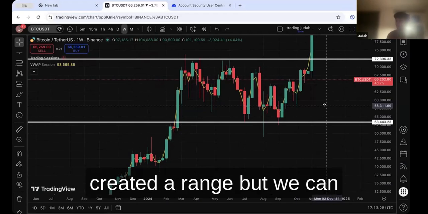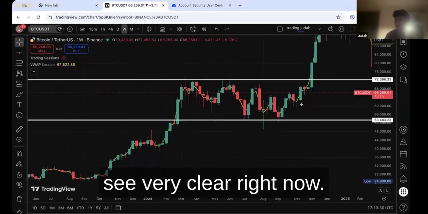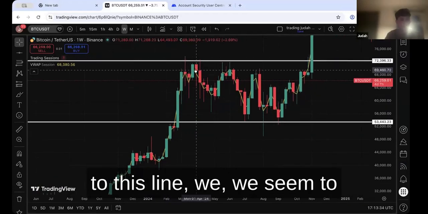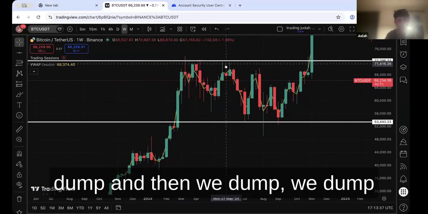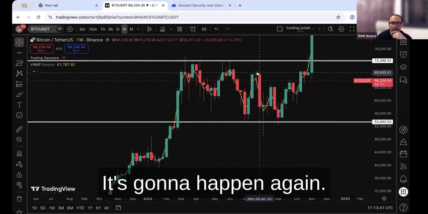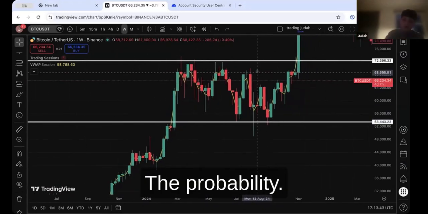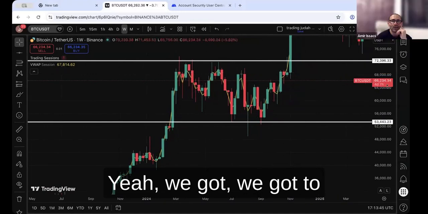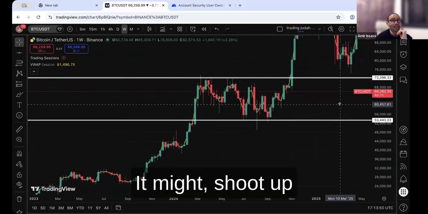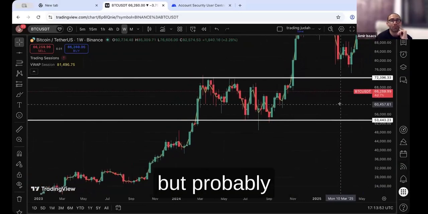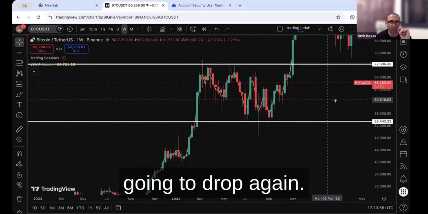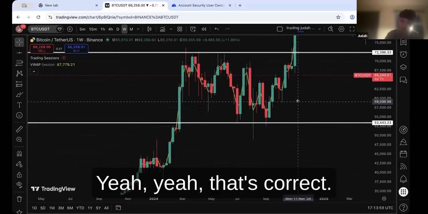Well, actually the price created a range, but we can see very clearly right now that every time the price comes to this line, we seem to dump, and then when it comes to support, it's going to pump. Next time it's going to happen again. What was that? The probability. Yeah, we've got to use the right terms in trading. The probability is that it might shoot up, but once it reaches that point, it's probably going to drop again. Yeah, that's correct.